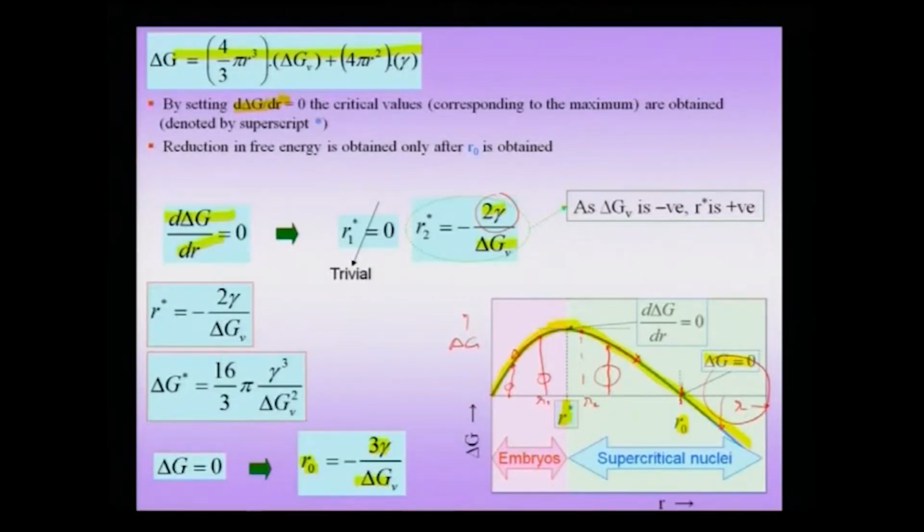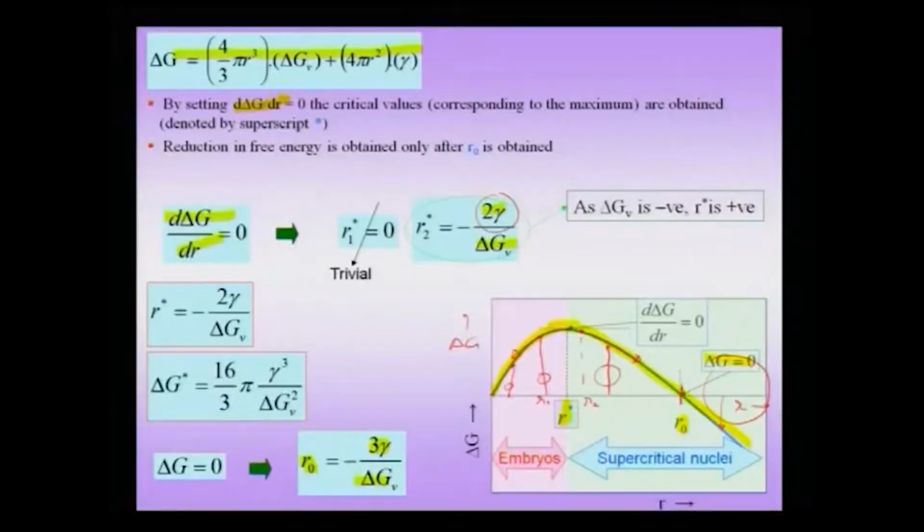But needless to say, R 0 has a much larger value than R star. So in realistic systems you would not expect crystallite sizes of R 0 to form; you would rather expect a crystallite size slightly larger than R star to form by random fluctuations.